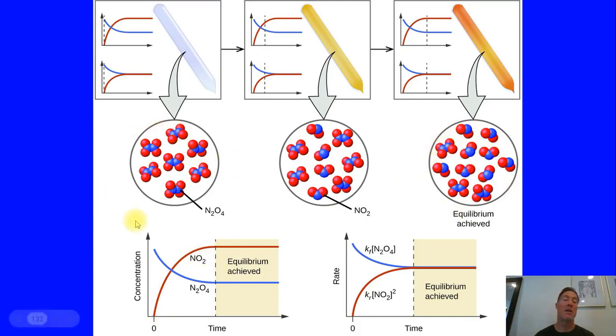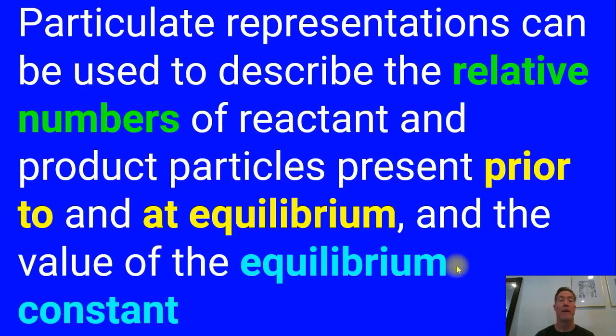Right. So here is the beginning of the reaction if we started with all reactant. Here would be if we started and ran the reaction in reverse and started with all product. The rate of the forward reaction is going to decline. The reverse reaction is going to increase, and at equilibrium, the rates of the forward and reverse reactions are going to equal each other. So we can use these particulate representations to look at the relative numbers of reactants and products, both prior to and at equilibrium.